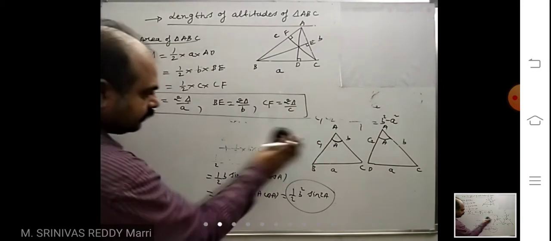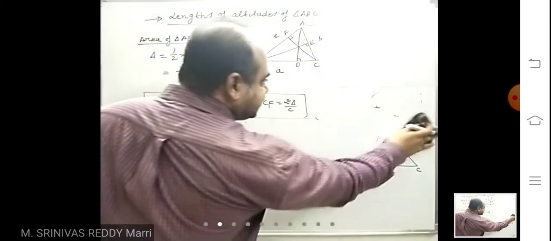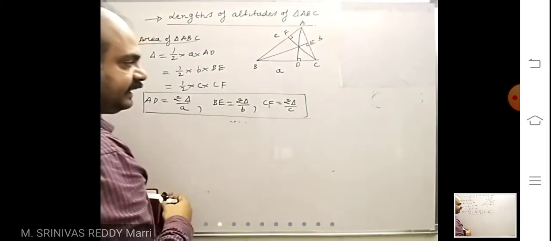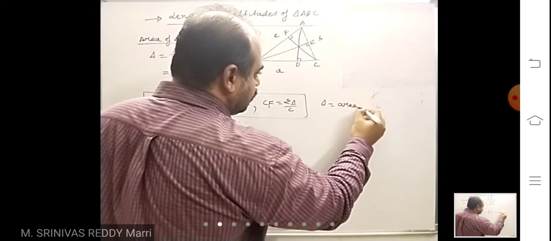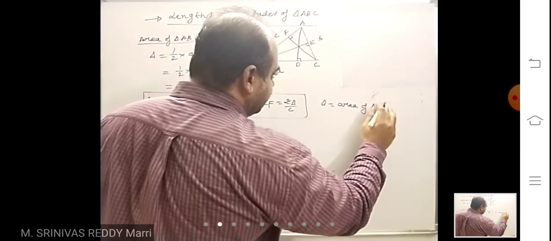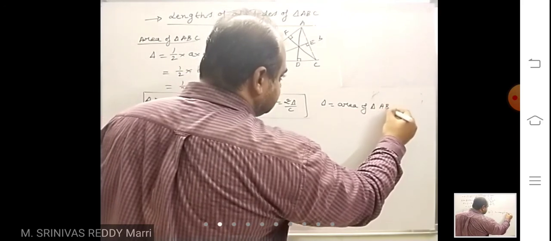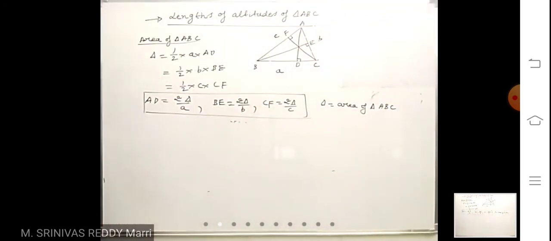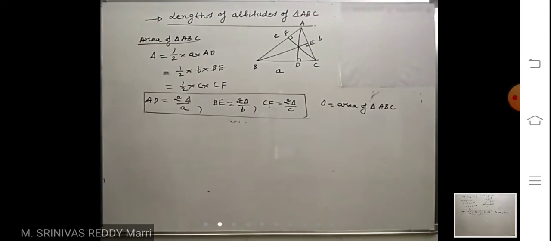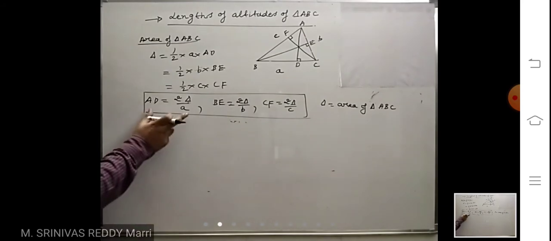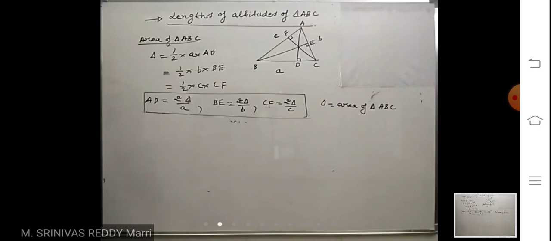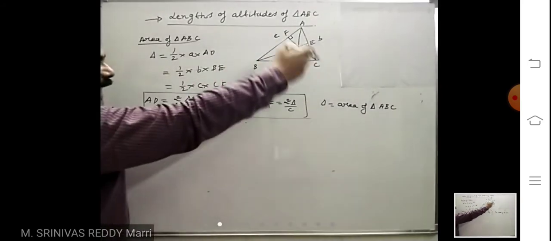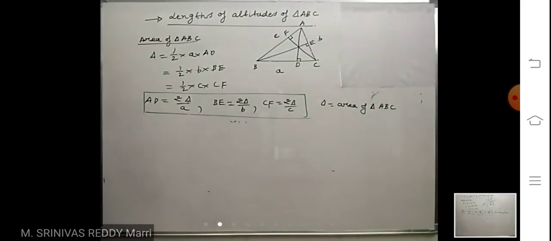Right. So now here delta is nothing but area of triangle ABC. This is the formula. Altitude passing through A, 2 delta by a. Altitude passing through B, 2 delta by b. Altitude passing through C, 2 delta by c.